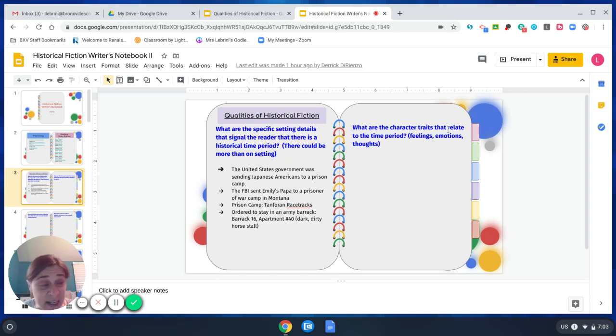So now you're going to go to the next question, and you're going to look for all of the details in the story of The Bracelet that tells you about the character traits that relate to the time period. Okay, so the feelings, emotions, and thoughts. What are the character traits of the characters to help you with that? Focusing on this time period.